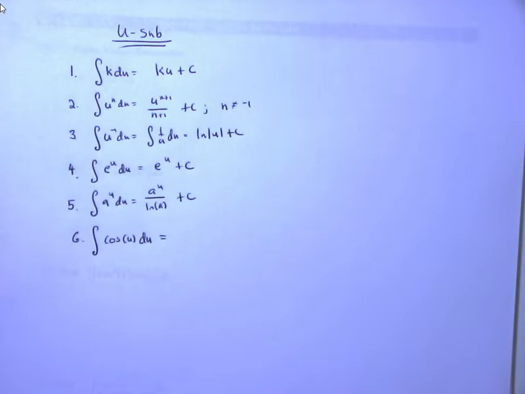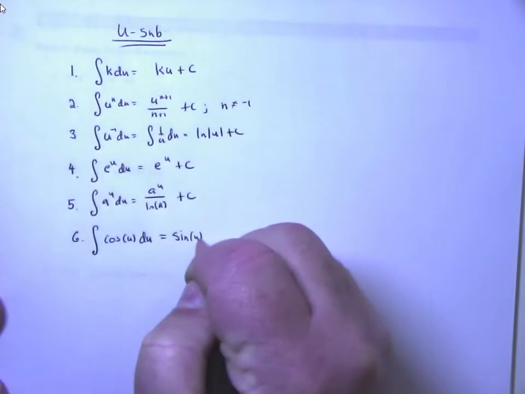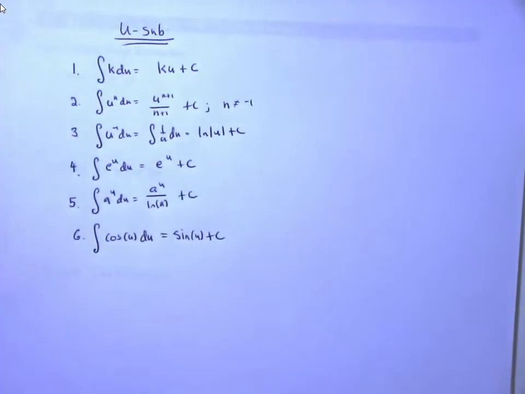And people are hesitant. You should know it. What is it? Be confident. Sine u plus c. And I taught you guys how to memorize this stuff. You should know your derivatives. Derivative of cosine of u is negative sine of u. Therefore, the integral of cosine of u is going to be a positive sine u. It's the same guy except a sign change.